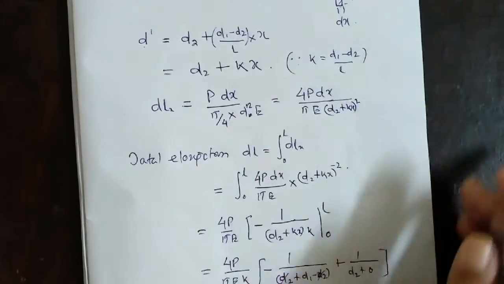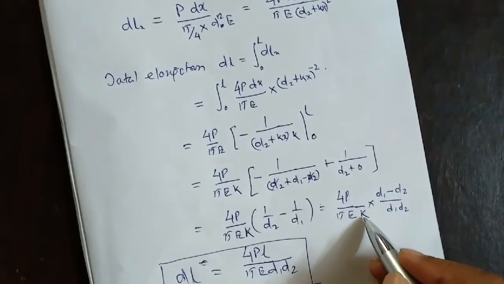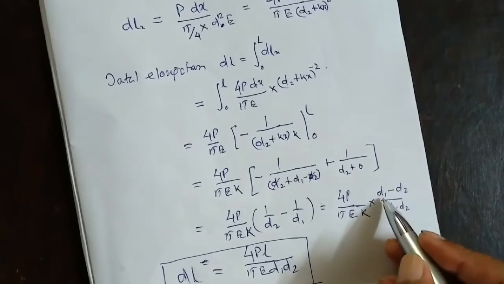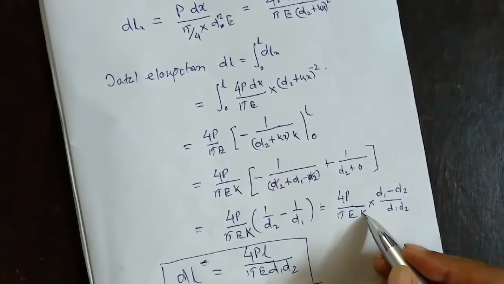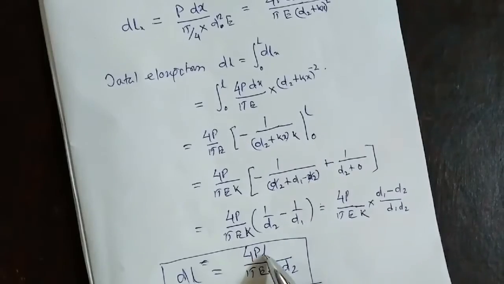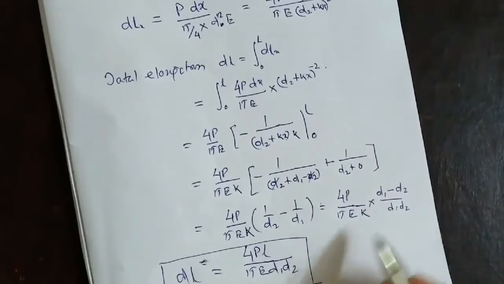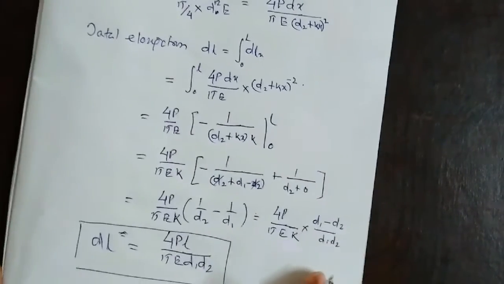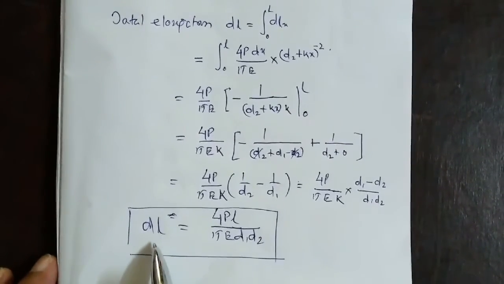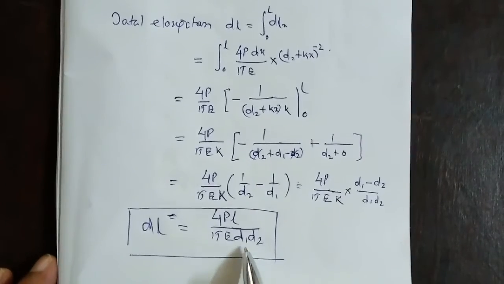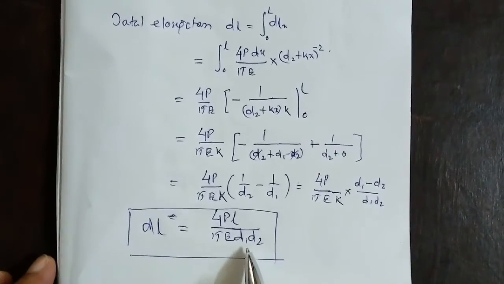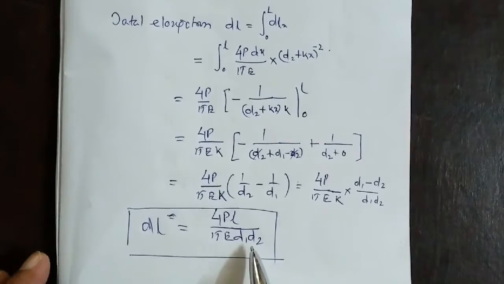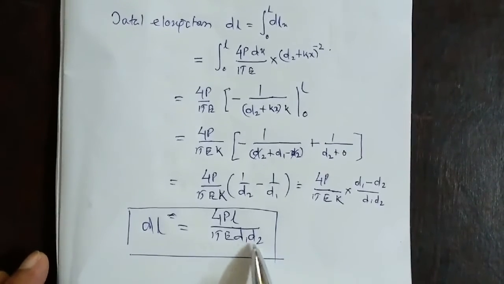We know K is equal to d1 minus d2 by L. So d1 minus d2 will get cancelled, and L goes up. So 4PL by pi E, remaining is d1 d2. So this is the answer. Total elongation is 4PL by pi E d1 d2. Mind it, d1 and d2 are the diameters at the extreme ends of the bar, bigger and smaller. P is the load, L is length.